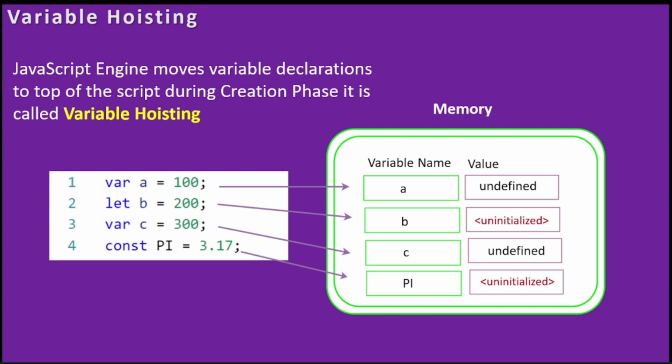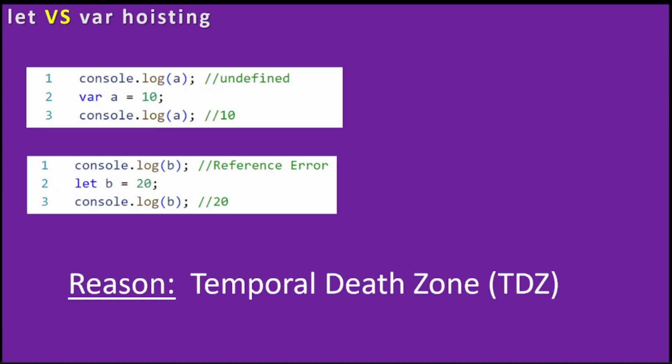With var declarations, the value can be of any type. Whatever type you assign, it can be any value. The JavaScript engine assigns just an undefined value during the creation phase. This is how variable hoisting works in JavaScript. This we call variable hoisting. And let's see how this is different for let and var hoisting.